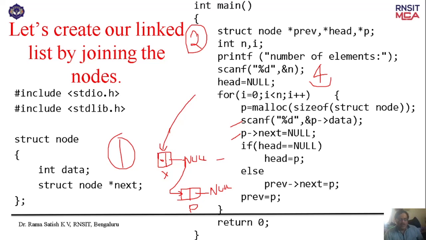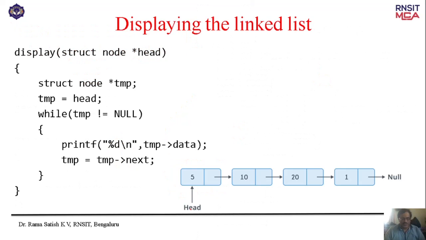Now how do you understand that everything is happening in the memory? How do you know whether the actual linked list is created or not? You have to display it. Once you display it, you will understand whether it was created successfully. To do that, first you pass the head node to the display function. Display is a user defined function, and you pass the head pointer to it.